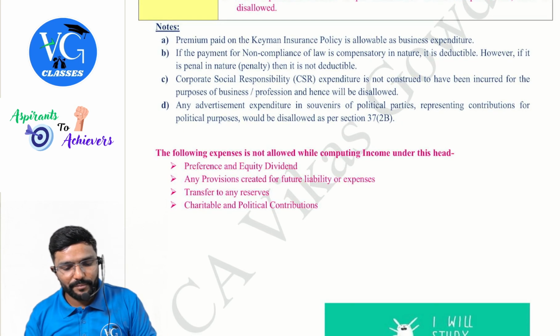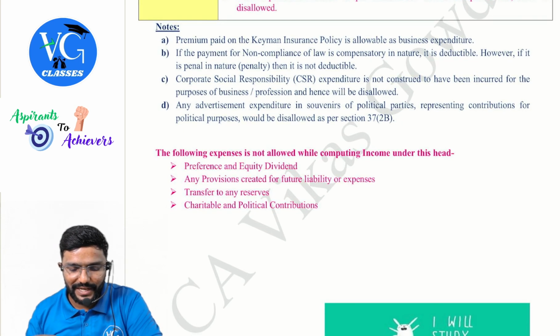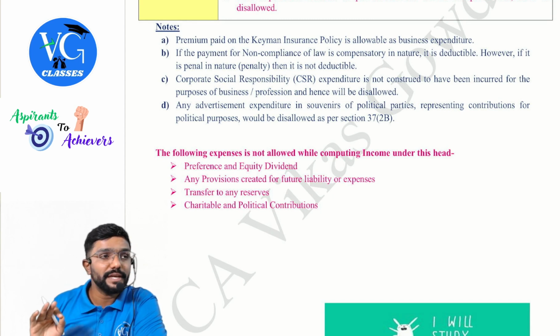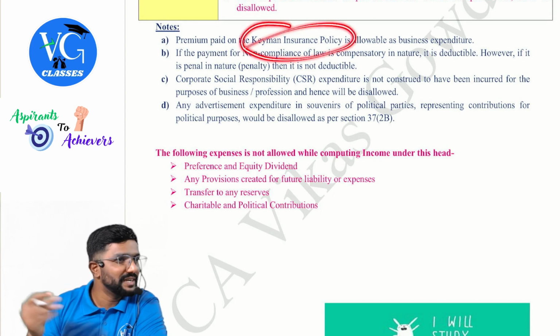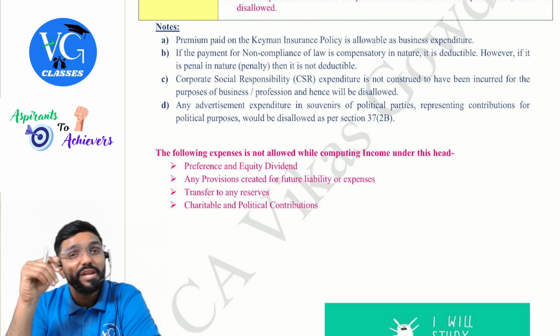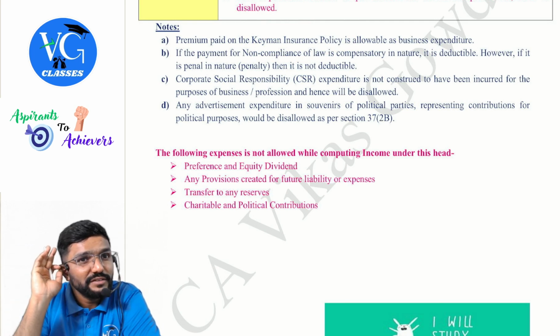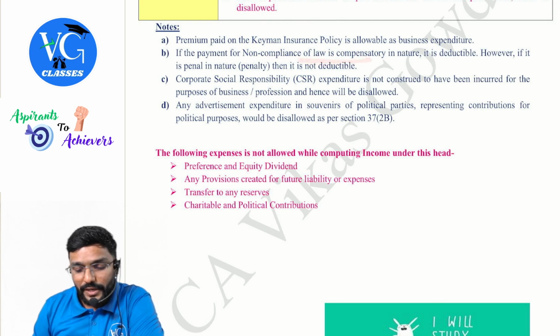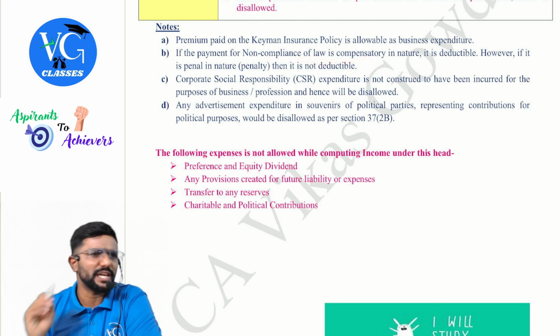Note: Premium paid on the Keyman insurance policy is allowable as business expenditure. Keyman insurance policy is one of the special policies which I will discuss later. So, premium paid on it, is it allowed as an expenditure? Yes. If the payment is for non-compliance of law and is compensatory in nature, it is allowed.